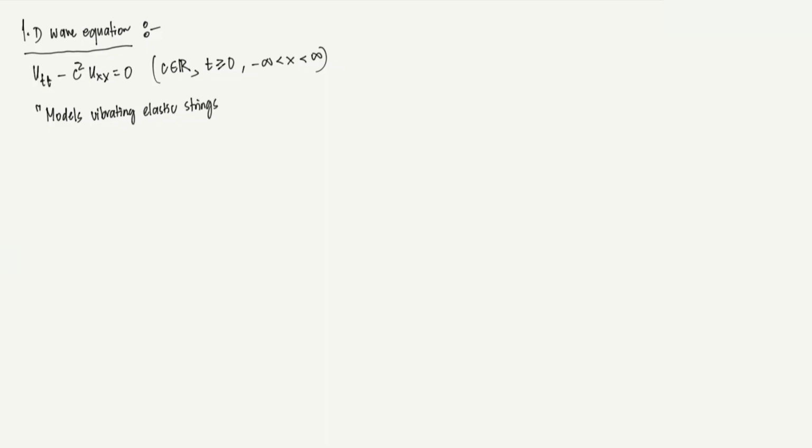Okay, this is what it models. Think of it like a violin string. What does u do? U is basically the deflection of the string. Initially the string may be here, and when you pluck it, it will get deflected a little bit. When you leave it, it will start oscillating. That deflection is captured using u.